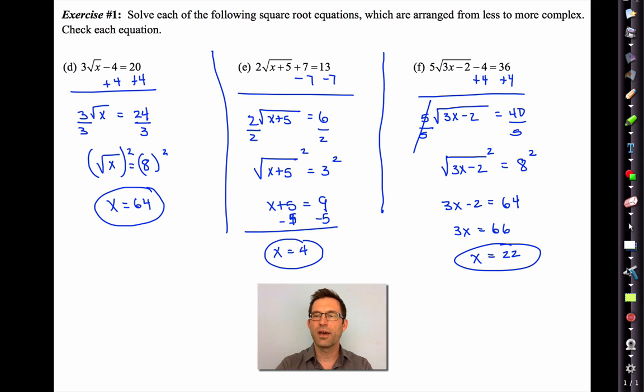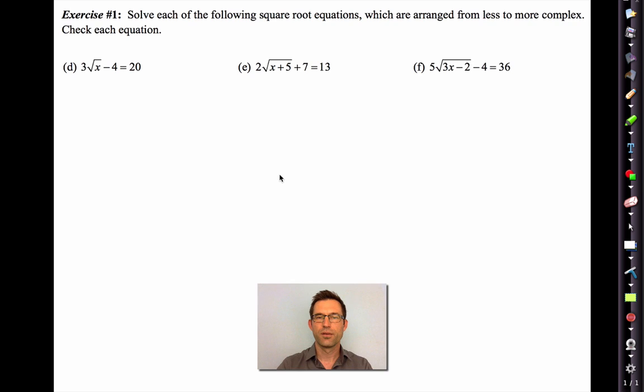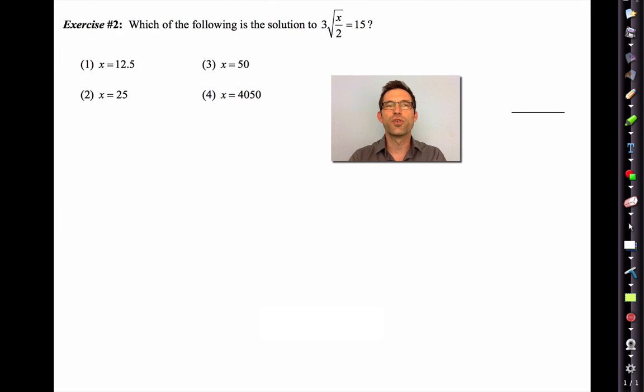All right, let's clear it out. Exercise number 2. Which of the following is the solution to this equation? Pause the video now and try to come up with the solution. Okay, now I'll concede the fact that you could just check all of these, plug each one of them in. But let's do it the old-fashioned way. Let's just solve it. Now remember, this isn't the cubed root. This is a 3 times the square root of x over 2.